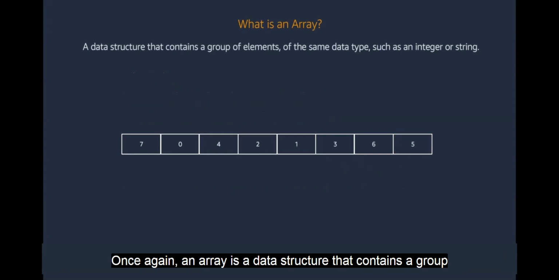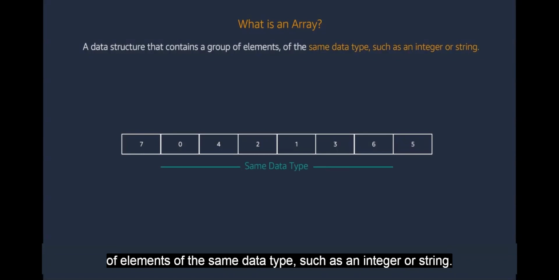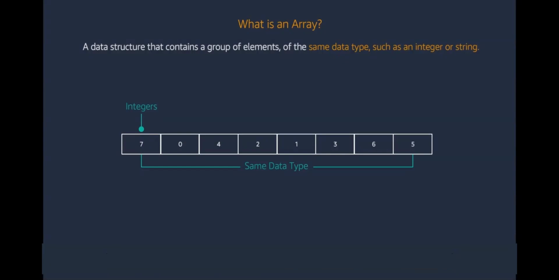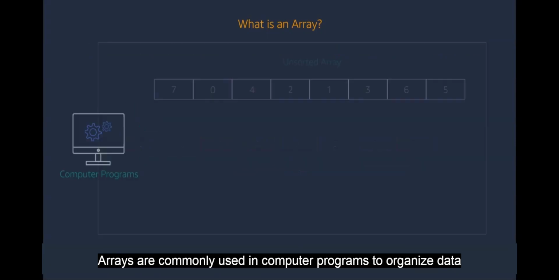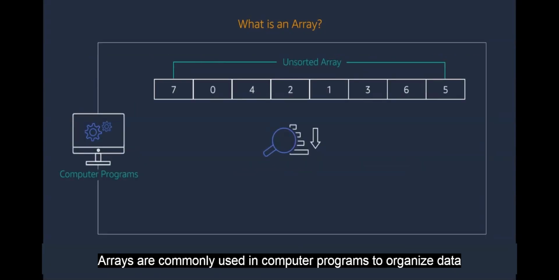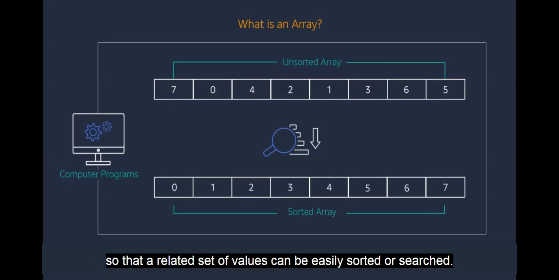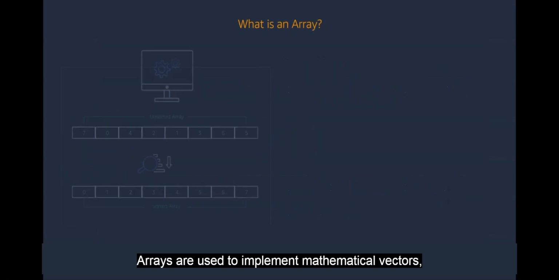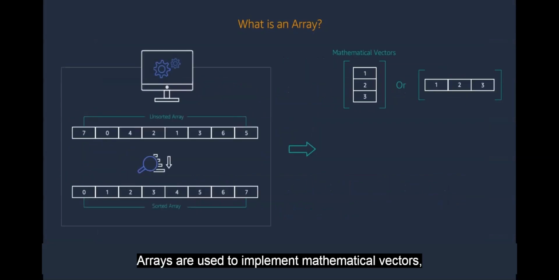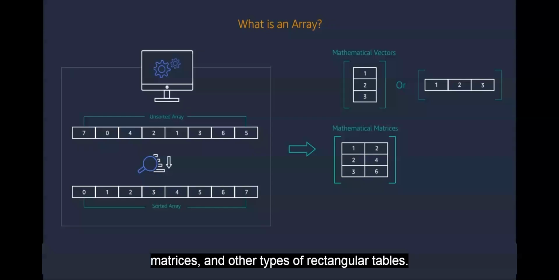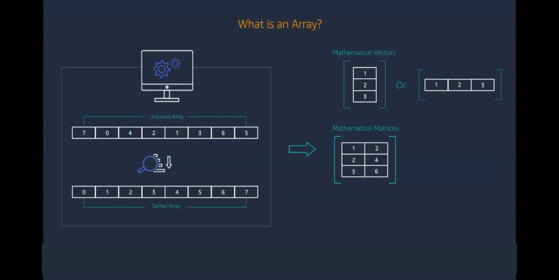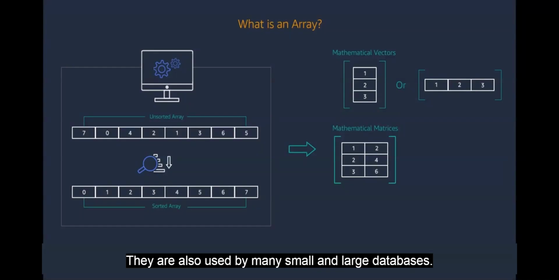Once again, an array is a data structure that contains a group of elements of the same data type, such as an integer or string. Arrays are commonly used in computer programs to organize data so that a related set of values can be easily sorted or searched. Arrays are used to implement mathematical vectors, matrices, and other types of rectangular tables. They are also used by many small and large databases.